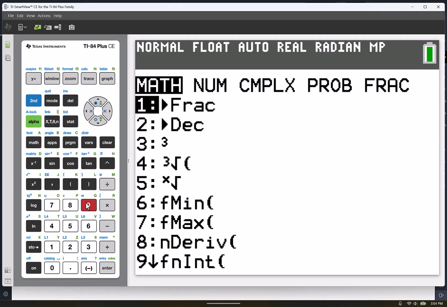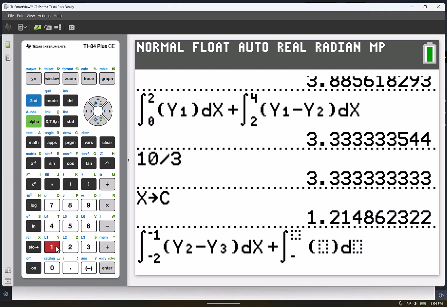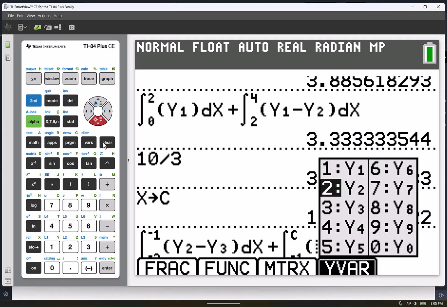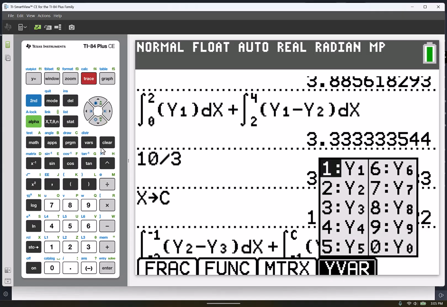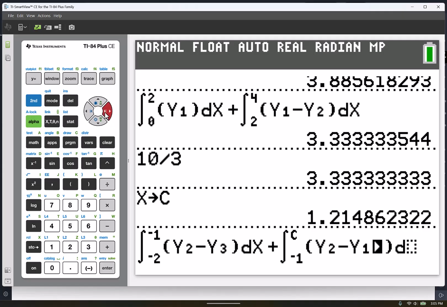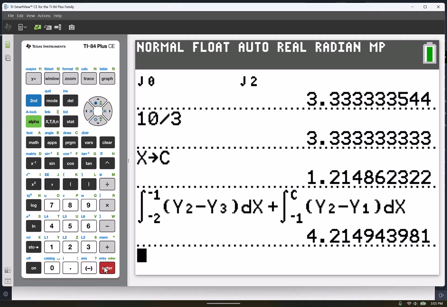And then math 9 from -1 all the way to C. And now which one's the top curve? Y2? Alpha trace Y2. And then minus Y1, with respect to X. And there it is, 4.21494.